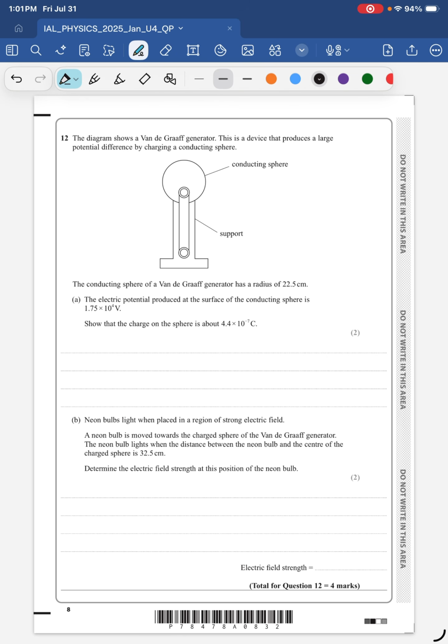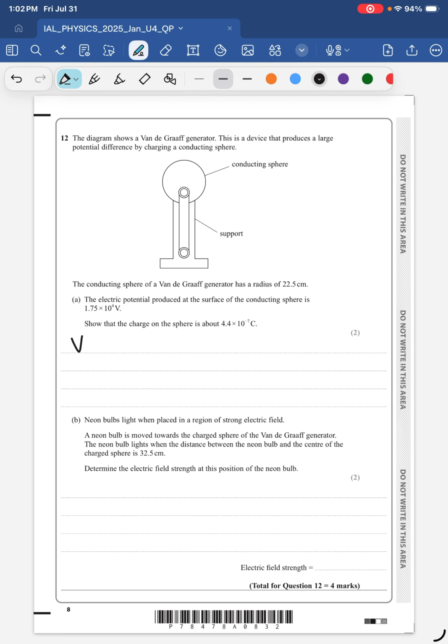The conducting sphere of a Van de Graaff generator has a radius of 22.5 centimeters. The electric potential produced at the surface of the conducting sphere is 1.75 times 10 to the 4 volts. Show that the charge on the sphere is about 4.4 times 10 to the minus 7 coulombs.